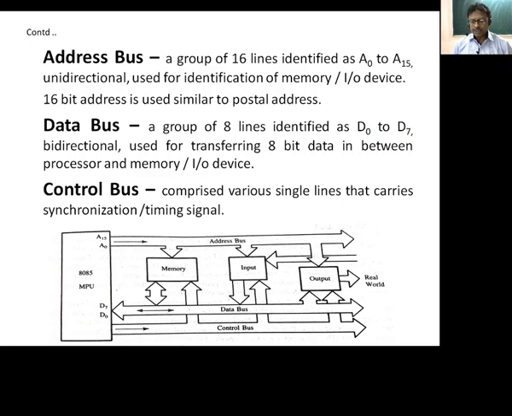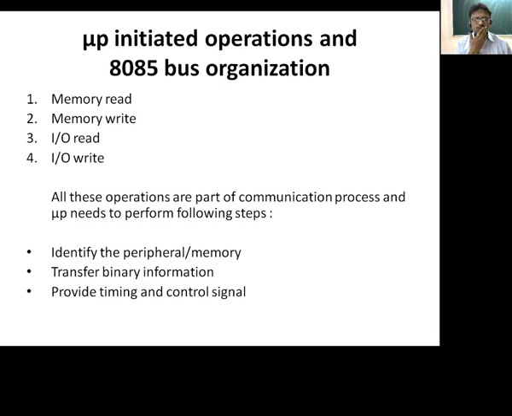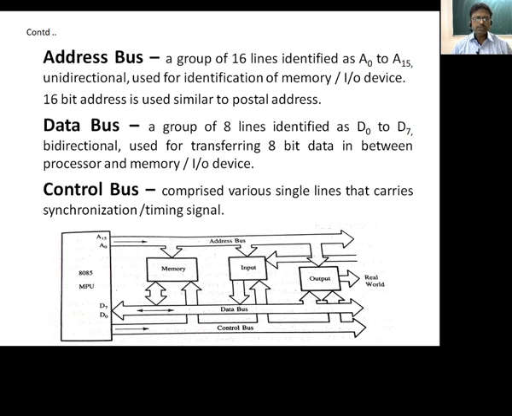So the first step, identifying the memory or the peripheral, can be done with the help of the address bus. The second one is the data bus.